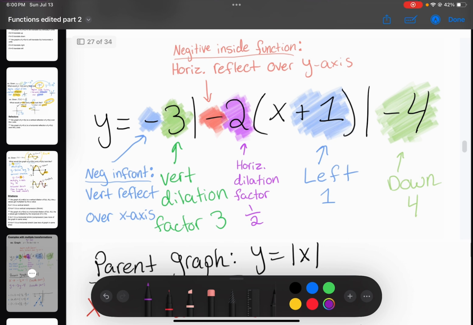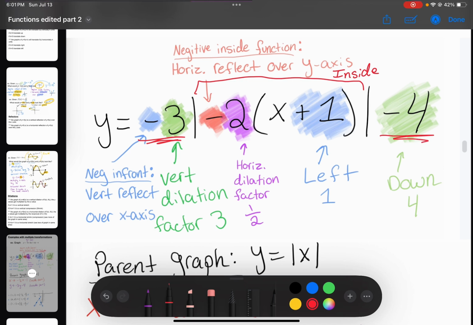So let's start off. If we have a negative all the way in the front, remember that's a type of reflection over the x-axis. A negative in front is a vertical reflection over the x-axis. That 3 in front, that's a dilation. The factor is 3. The factor is the same when it's in front. And then inside our absolute value here, this is where we're talking about the inside of the function. Everything here is inside. The rest is outside.